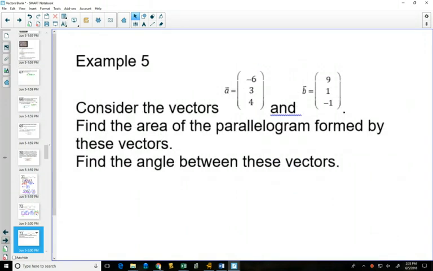Find the area of the parallelogram. Oh, this is where we'll have to end. That was number 37.